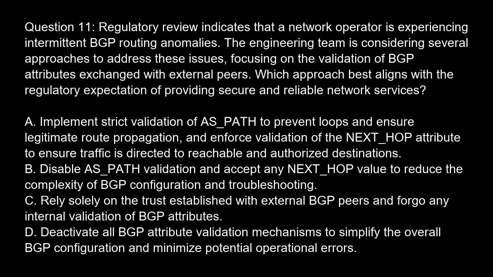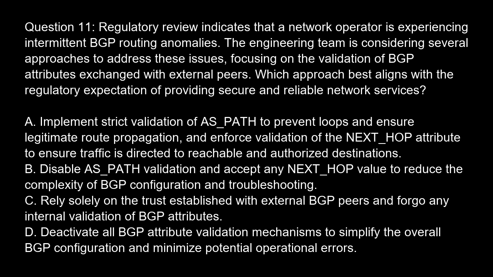Question 11. Regulatory review indicates that a network operator is experiencing intermittent BGP routing anomalies. The engineering team is considering several approaches to address these issues, focusing on the validation of BGP attributes exchanged with external peers. Which approach best aligns with the regulatory expectation of providing secure and reliable network services?